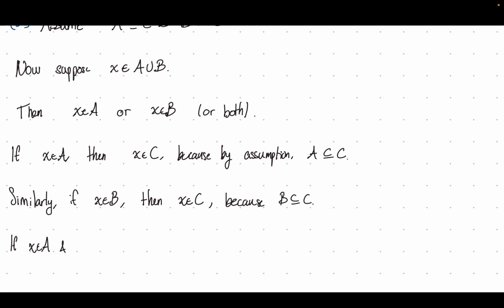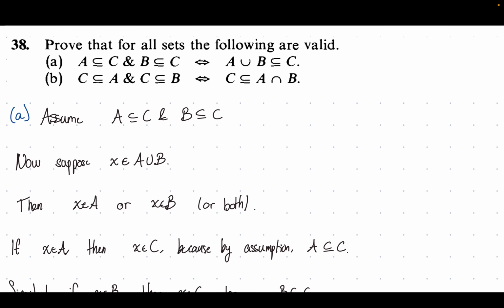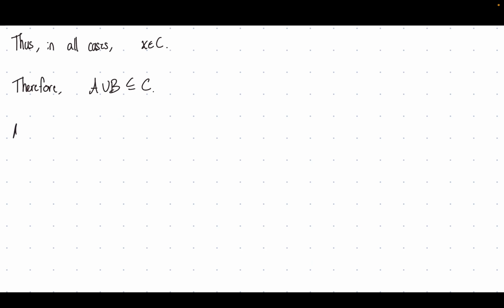If X is in A and X is in B, then X is in C as well, because both of these conditions apply. Thus, in all cases, X is in C. Therefore, A union B is a subset of C. All right, that's one way. Now I have to show the other way.